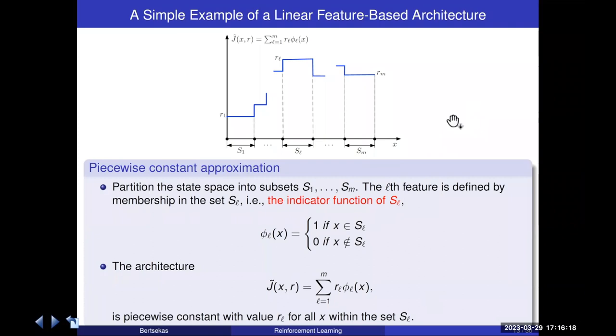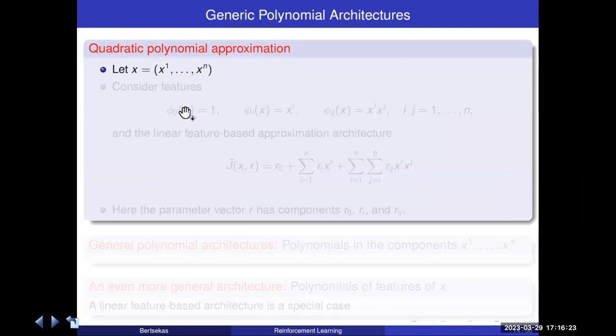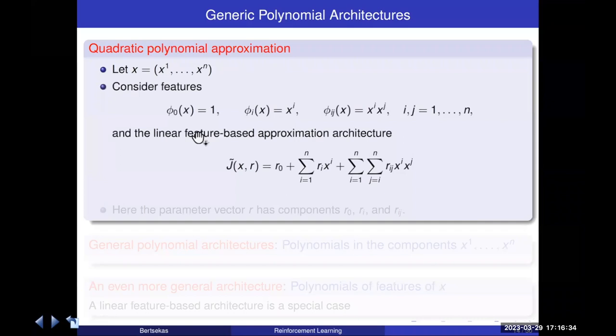Here's another very general architecture, a polynomial approximation. Okay, suppose that the state has n components, okay? It's an element of n-dimensional space. Let's consider quadratic features involving the cross products between the components. So there's x1 squared here, there's x2 squared, and there's x1 x2, and x1 x3, and so on. All of these are features. These are also features, the linear features, and there's also a constant offset that takes the approximation up and down according to the multiplying coefficient.